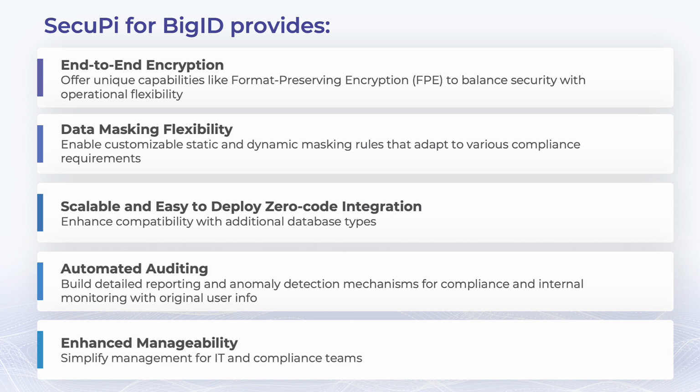So we can mask the data in different formats, partially mask it, fully mask it, physically mask it, or dynamically mask it. It is very scalable and it's easy to deploy because it has zero code changes to enhance compatibility for different types of databases and data platforms. In addition, it provides you automated auditing that will give you information about the original user who tried to access the data, the risk score, and the classification that, of course, we can get from BigID. And last and not least, it provides you enhanced manageability because from one platform, you can manage all of your data access in one spot.